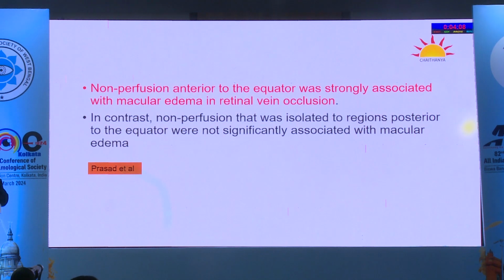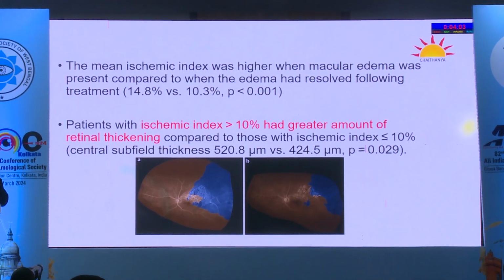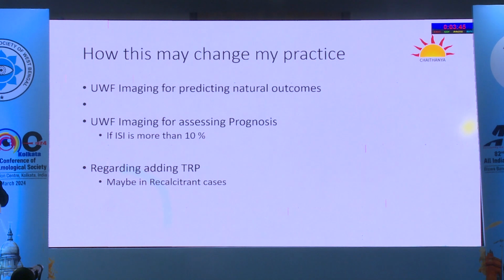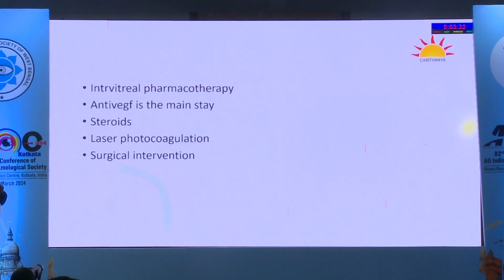Non-perfusion anterior to the equator was strongly associated with macular edema in retinal vein occlusion. The patient with ischemic index less than 10% had a greater amount of retinal thickening. So what it finally shows is ischemic index is a strong indicator, a prognostic biomarker, and it causes reduction in the area of PRP because we're going to give a targeted panretinal photocoagulation. And how this may change my practice, my tendency is towards doing an ultra-wide field fluorescein angiography, especially in retinal venous occlusions, as the baseline, and probably following them up with an OCT angio.